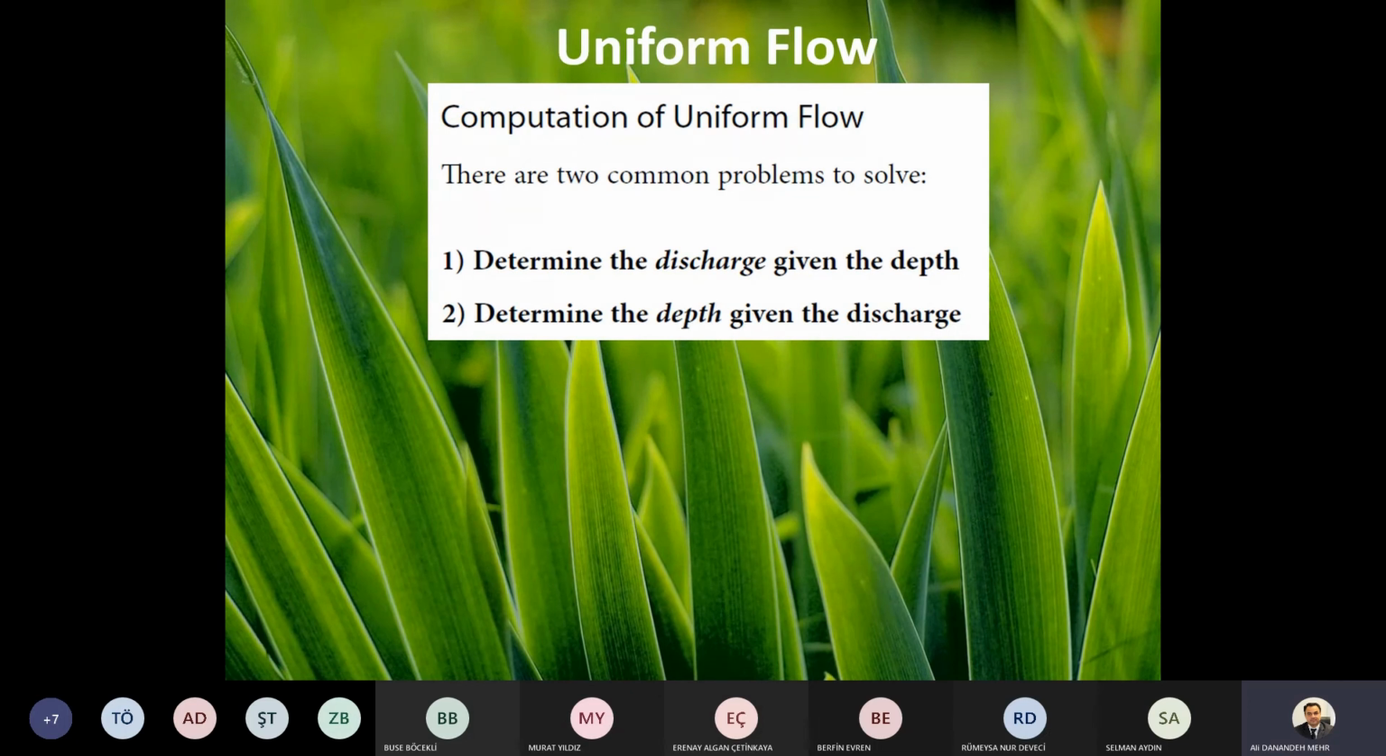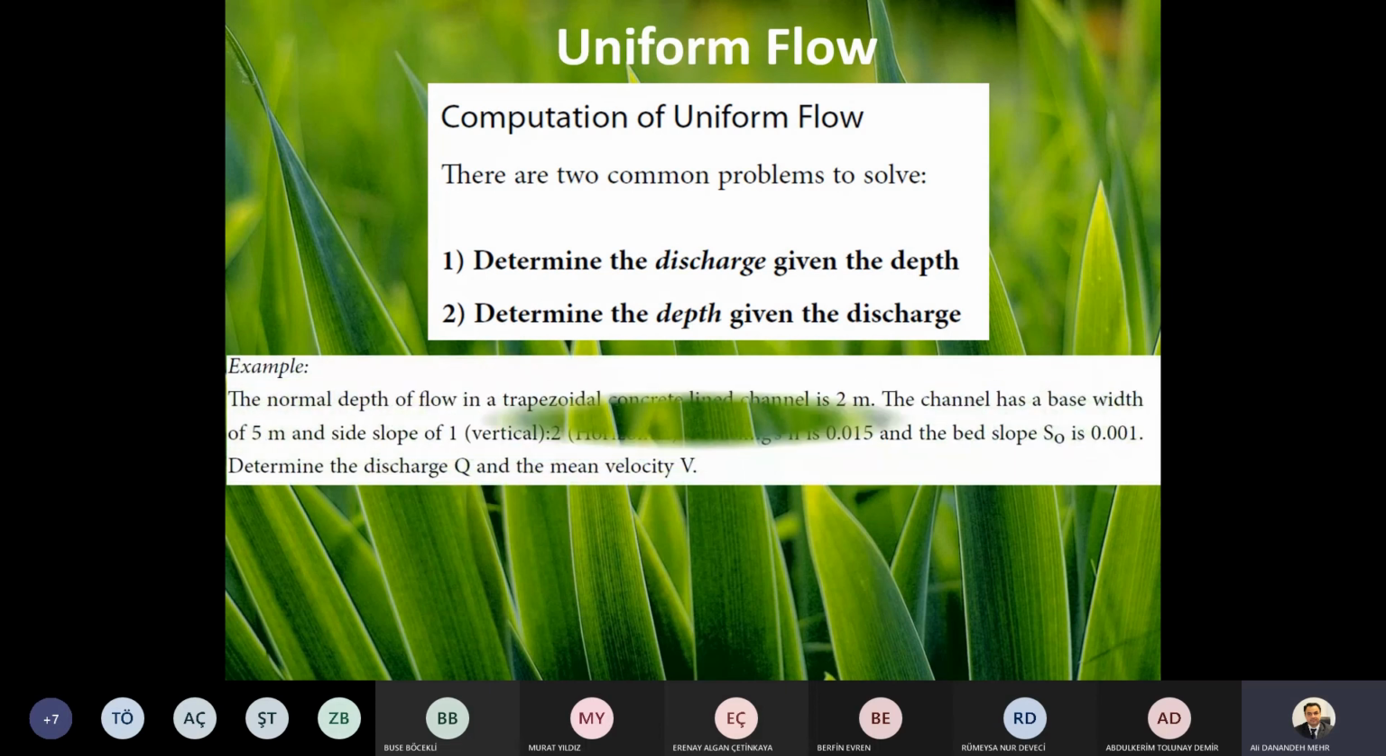The first type is determination of discharge for given depths. We already solved one or two examples using Chezy formula, but we can solve the same kind of problems using Manning also. The second type is determination of depths given the discharge. And in the following slides, we will evaluate these two types of questions and see how we can solve any of these types of questions.